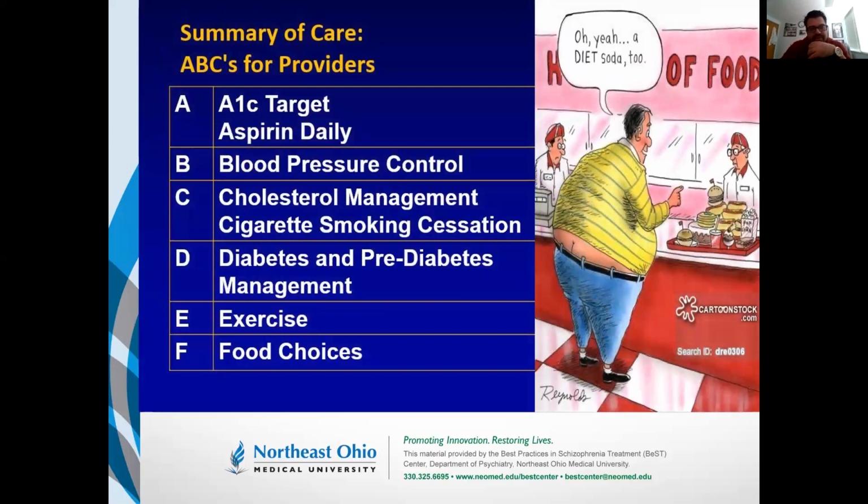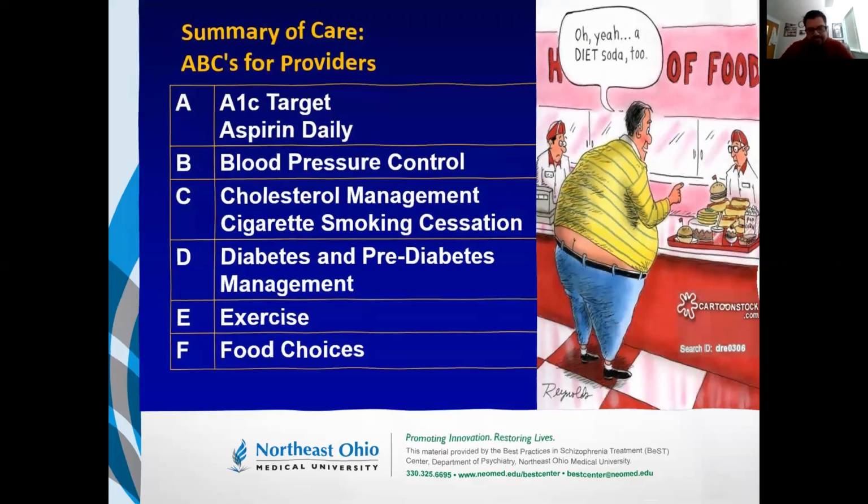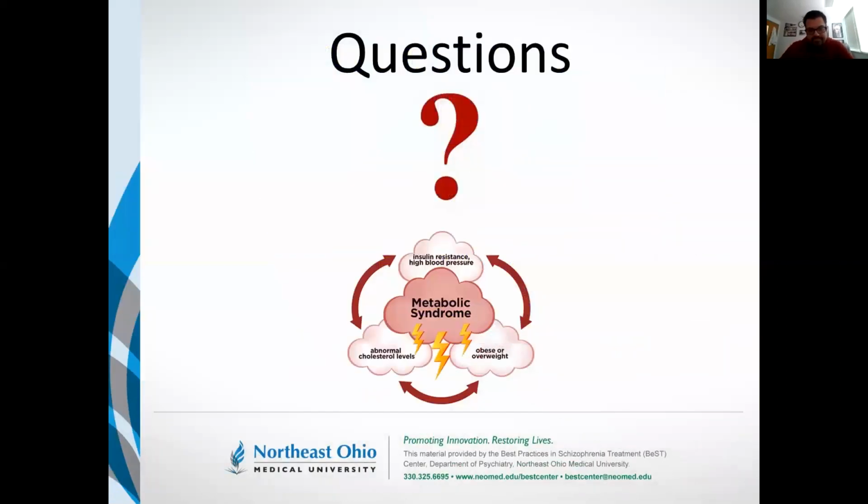And as a quick summary, just ABC for providers. For the A, make sure you're meeting the A1C target. Daily aspirin helps reduce the risk also. B, blood pressure control. C, cholesterol management. If they're smokers, cigarette smoking cessation. D, diabetes and pre-diabetes management. E for exercise and making the right food choices, which stands for the F. And that's about it.